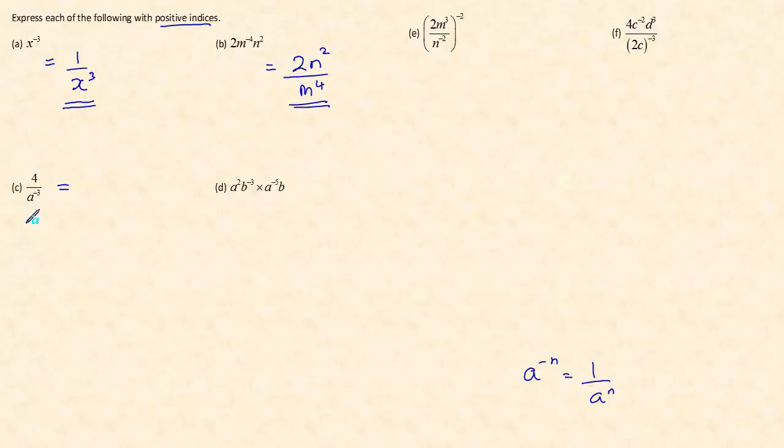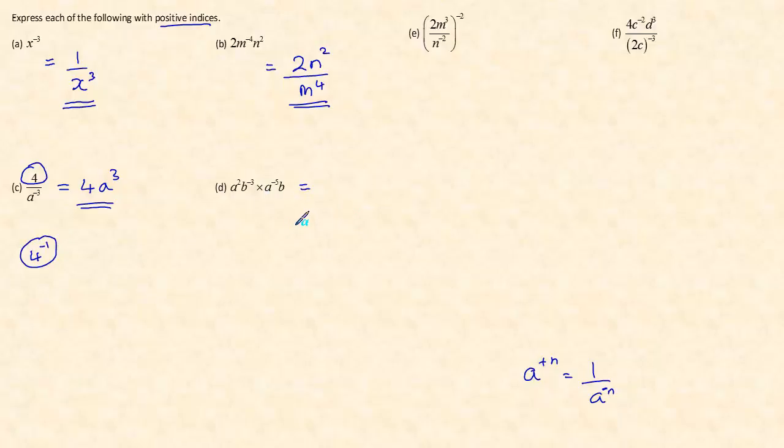Now, with this one here, note the negative is on the bottom. Well, it follows from this that if this one down here becomes negative, this one up here becomes positive. So we can just write this one as just 4a cubed. Note the 4 is not the thing with the index on it, so it doesn't change from top to bottom unless we had a 4 to the negative 1. This is really important to remember.